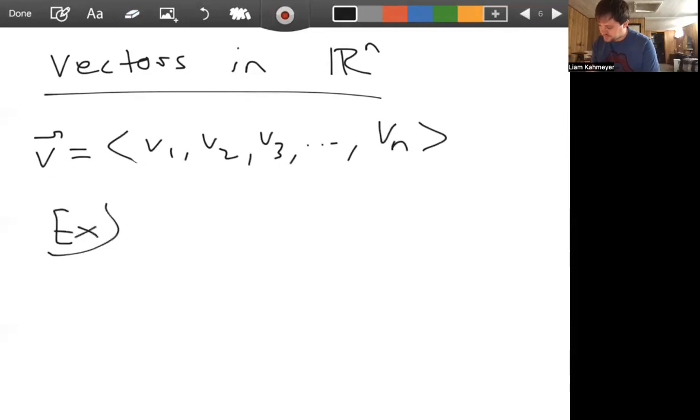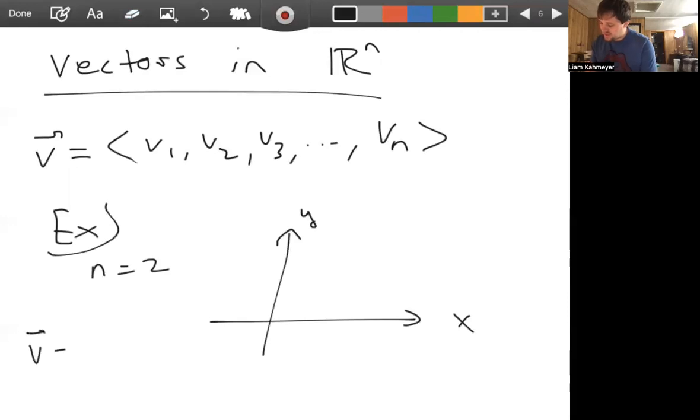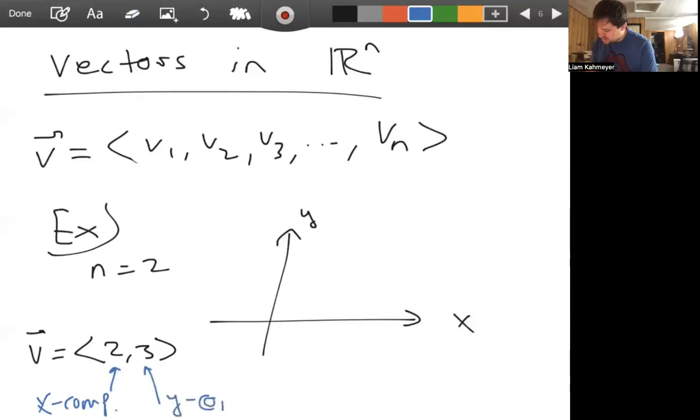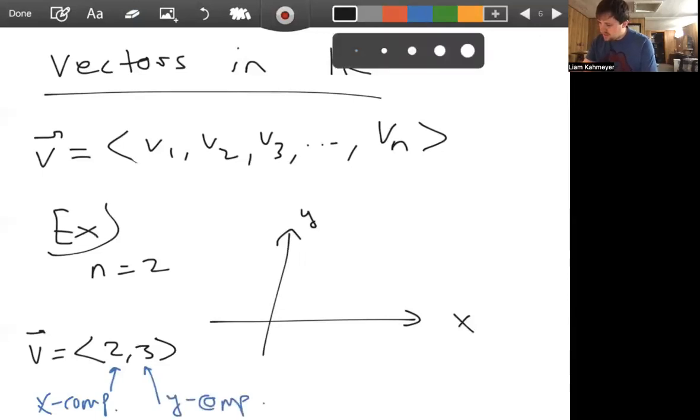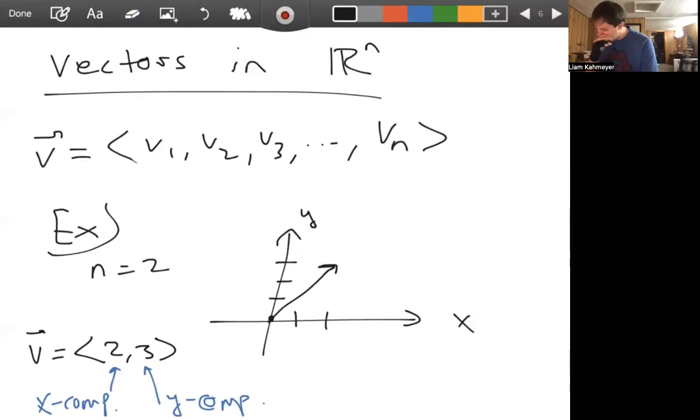As an example, if n equals 2, we're in the xy plane here, and let's look at the vector v that's given by (2, 3), right? We know the first entry is the x component, and the second component was the y component. And so this notation told us we would go 2 units in the x direction, 3 units in the y direction, and then we have a vector here, right?